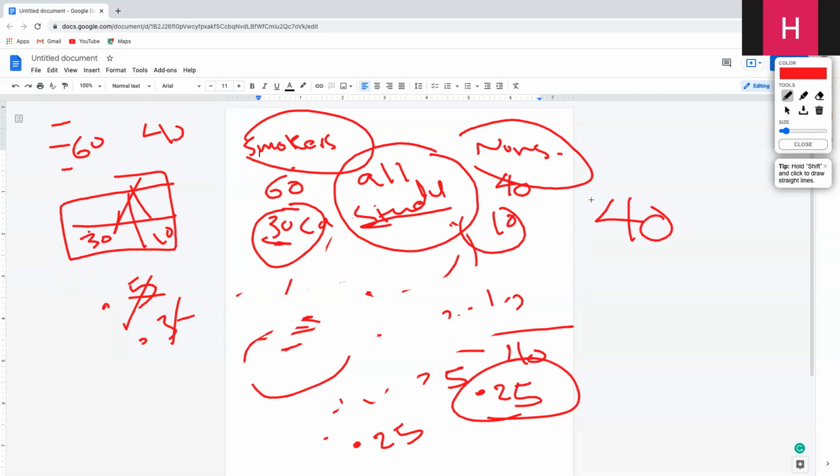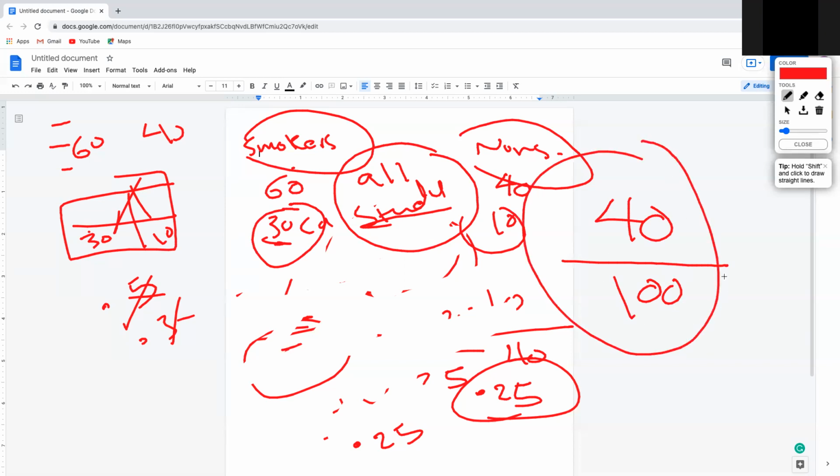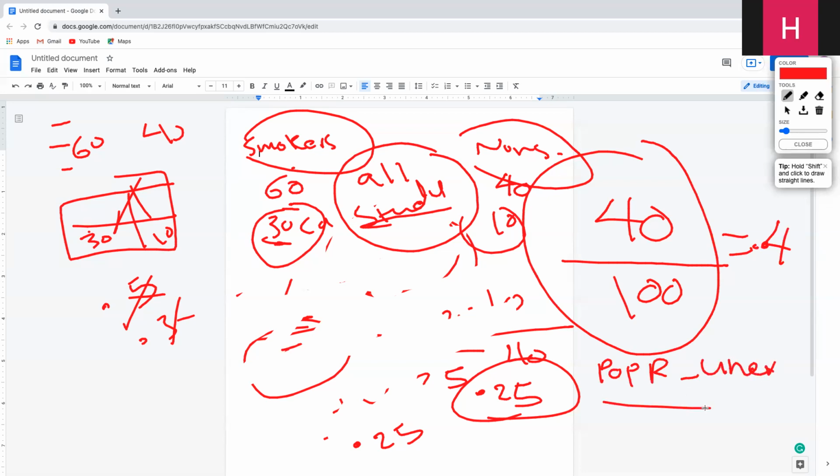So these people among all study participants developed the cancer. How many people among all of them are smokers and non-smokers? Because I want all. So the population here will be 60 plus 40, which is 100. So this is the risk in the population, which equals 0.4. Now apply the equation, which is the same: population risk instead of the exposure group risk, population risk minus unexposed divided by the population risk. Simply like that.